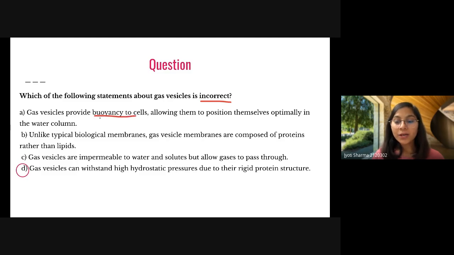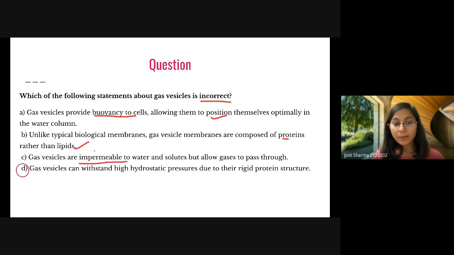As I told you, the cell must be at the top of the river, so that sunlight can come and photosynthesis can happen, and this we can do using the gas vesicle. This gas vesicle will make the cell very light, so that it will provide buoyancy. So this is the right statement. Then, gas vesicles are composed of protein rather than lipid. This is also right, and these are the right statements, not the incorrect ones.